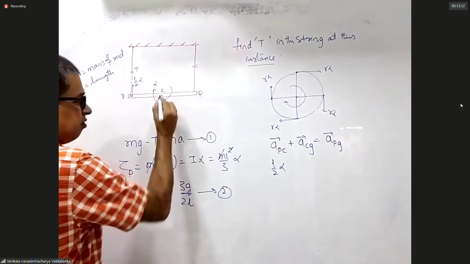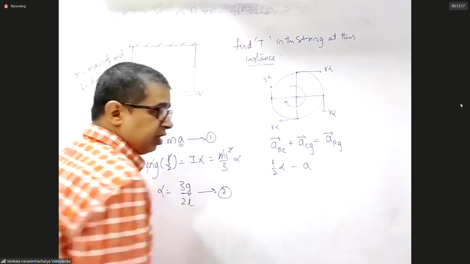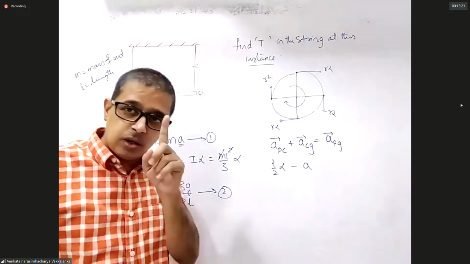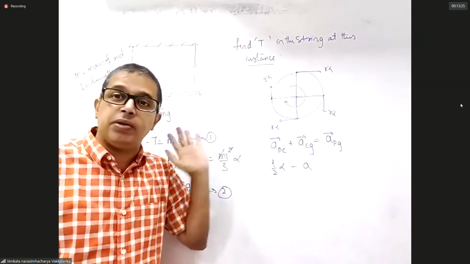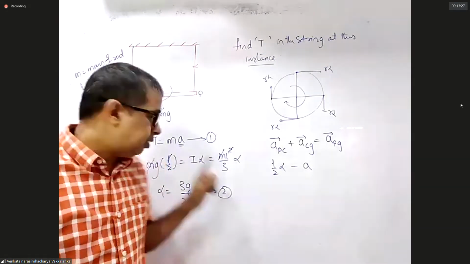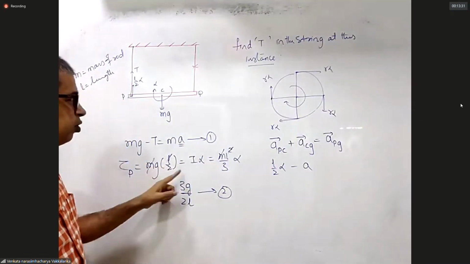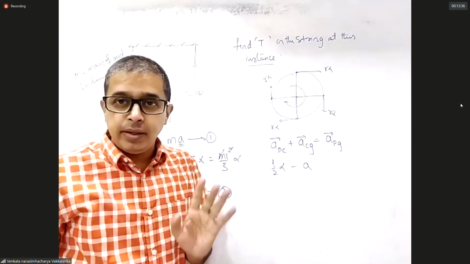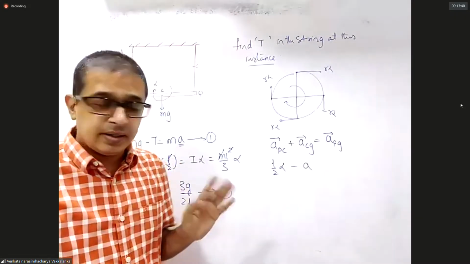Acceleration of center of mass. You have taken it in the downward direction, minus A. Once I make the decision here, life is all about the choices you make. Once you make the decision, stick to that till the end of the problem. The choice you made here was A is in the downward direction. The choice you made here was alpha is in the clockwise. Now till the end of the problem, stick. Think twice before you take a decision. Once you take, stick to it.